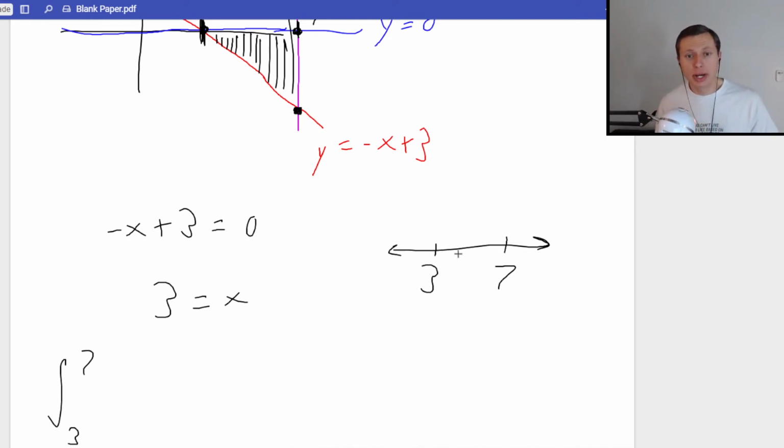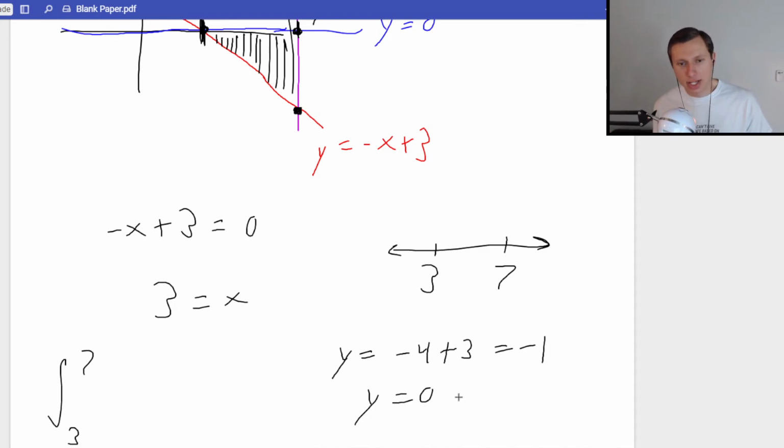So again, we need to plug in a point between 3 and 7 into each function. If we plug in a number like 4 into y equals negative x plus 3, it would become negative 4 plus 3, so negative 1. And the other function's y equals 0. I can't plug in for x. It's always going to be 0. But which number is bigger, 0 or negative 1? It's 0. So y equals 0 is on top. And again, if you didn't draw it, well, this proves it.